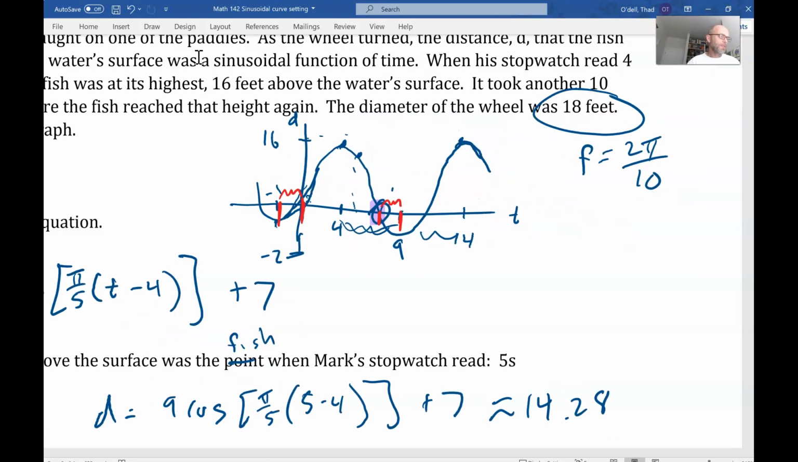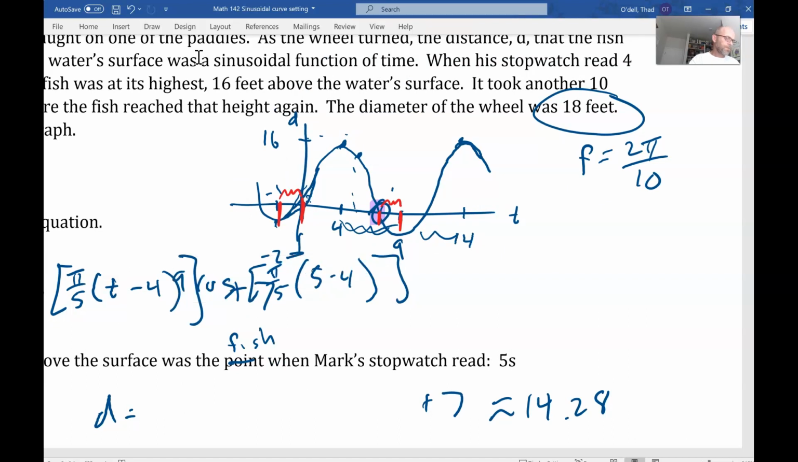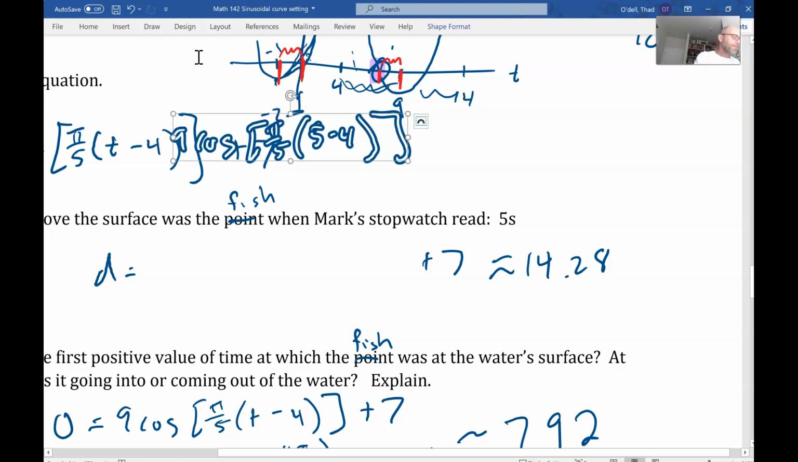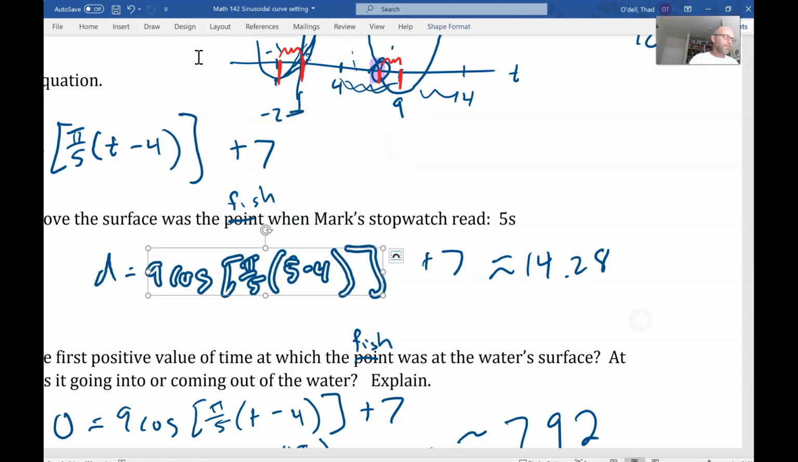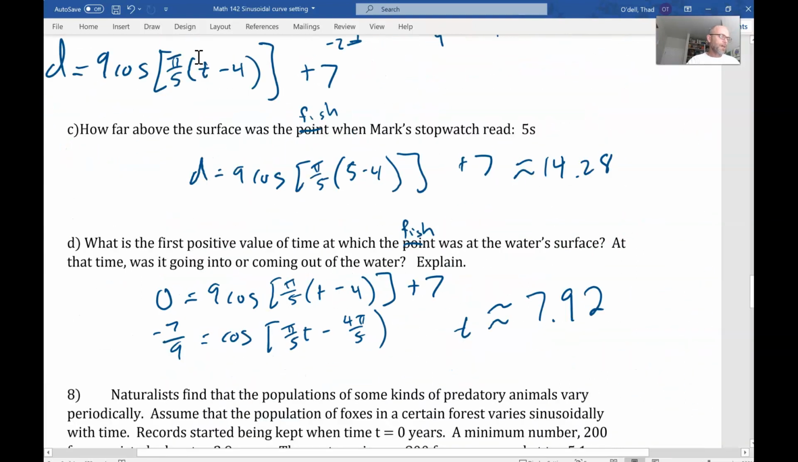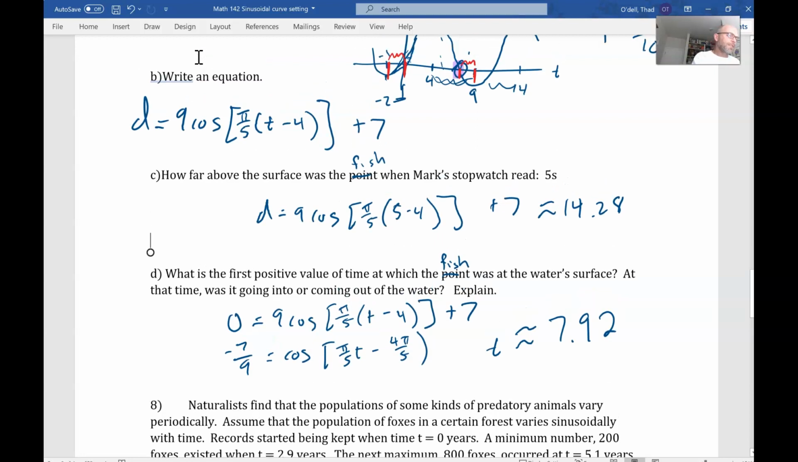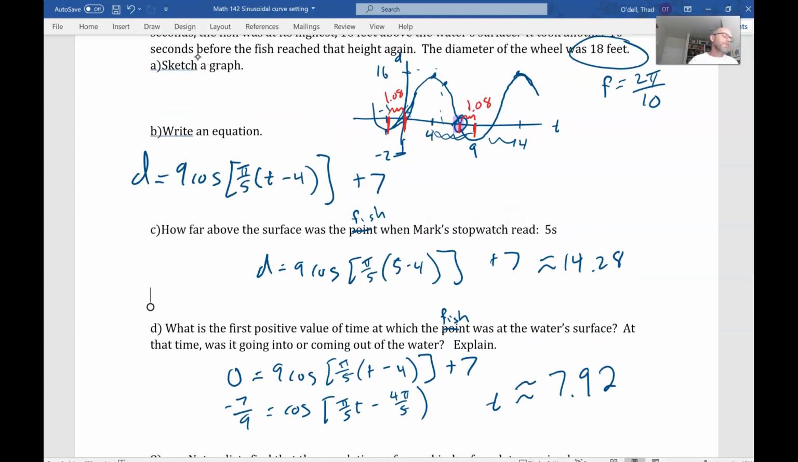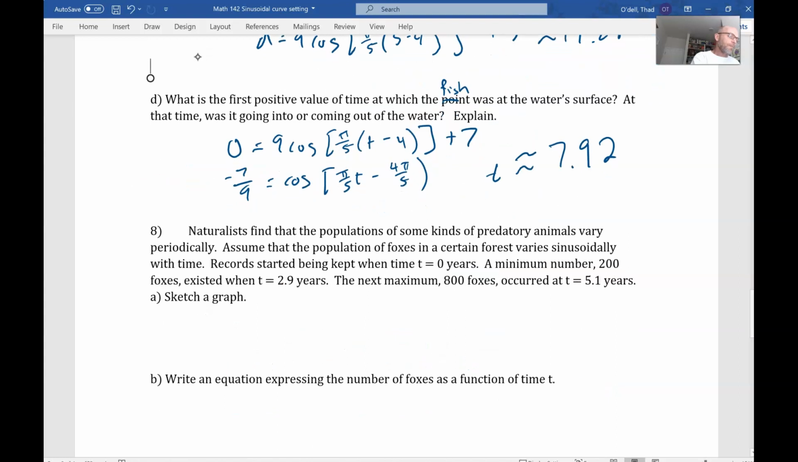So if we think about that, we know that this red distance up here is going to be 9 minus 7.92. So that distance right there is 1.08. So that means that this distance right here is also 1.08. So that tells us that the fish actually hits the surface of the water at the first time at 0.08 seconds.